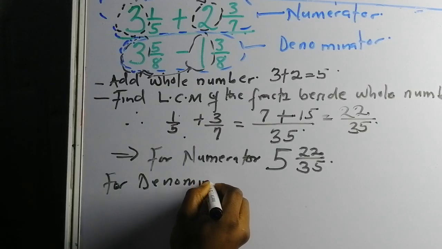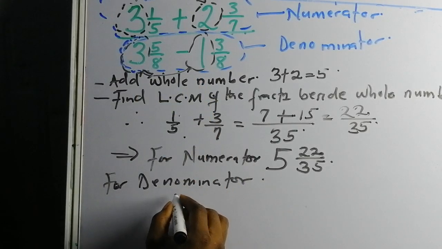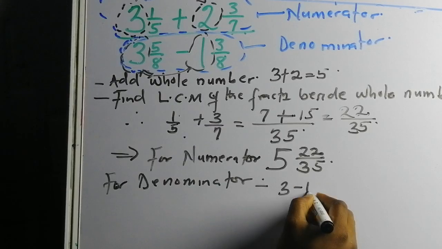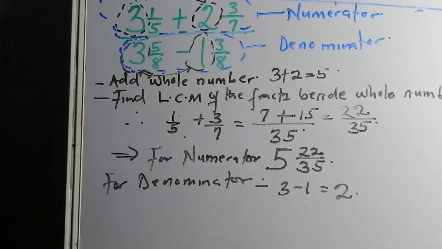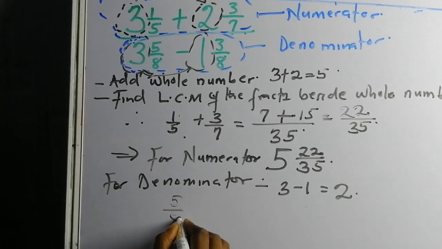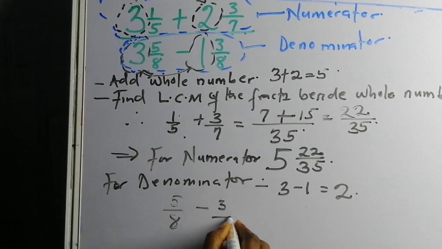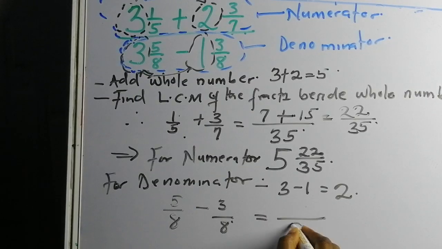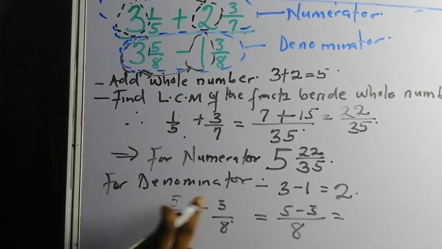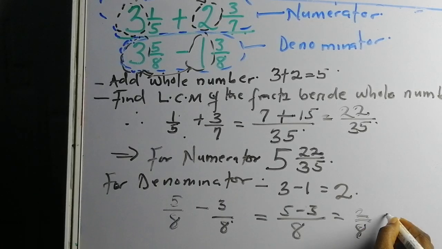For the denominator, 3 minus 1. The whole number, 3 minus 1 equals 2. For the fraction beside it, we have 5 over 8 minus 3 over 8. So the LCM here is still 8. That's 5 minus 3. 8 divided by 8 is 1, 1 times 5 is 5. 8 divided by 8 is 1, 1 times 3 is 3. So this one is 2 over 8, and that is 1 over 4.